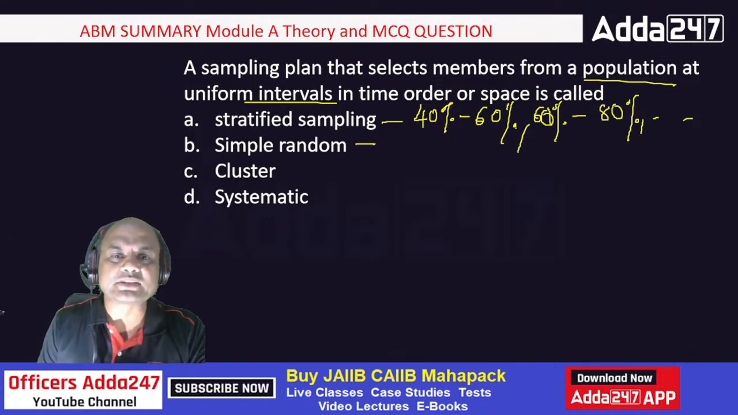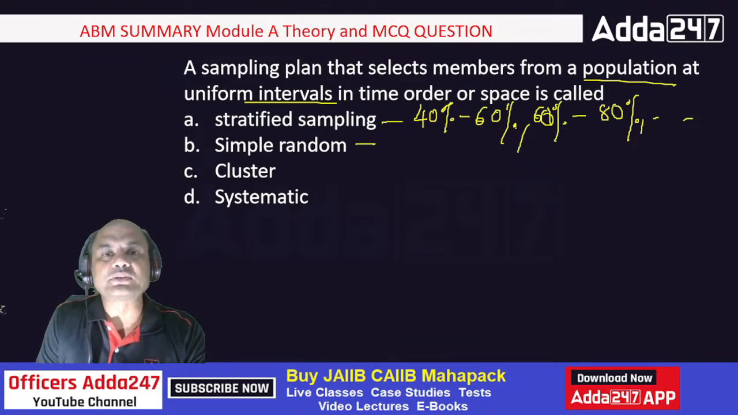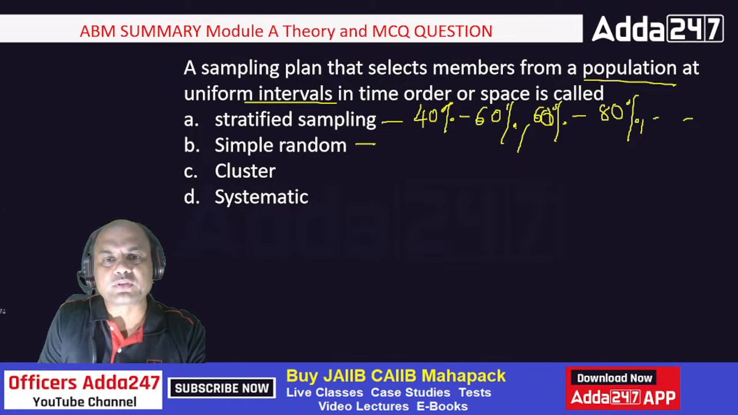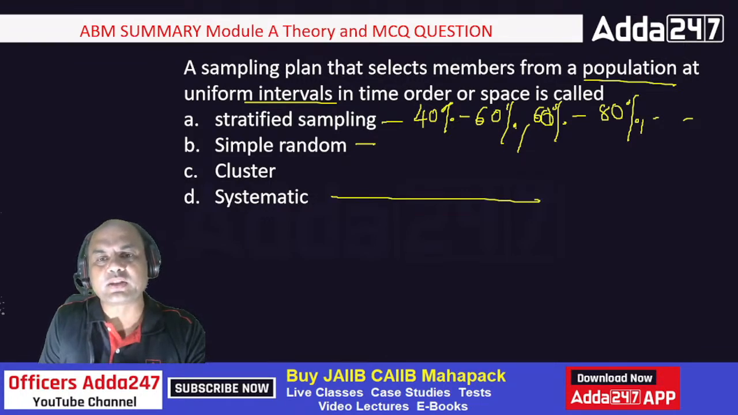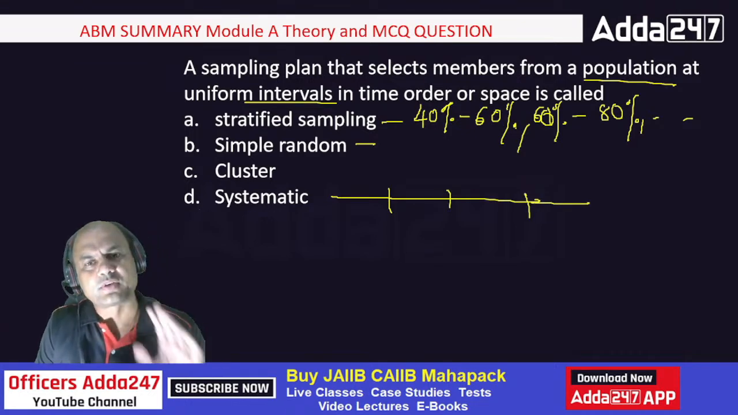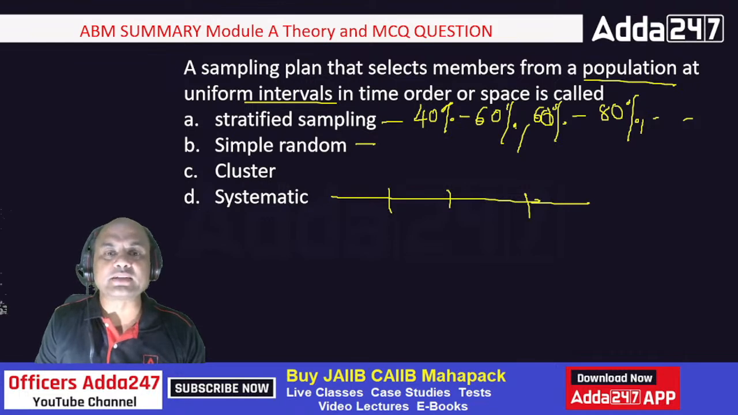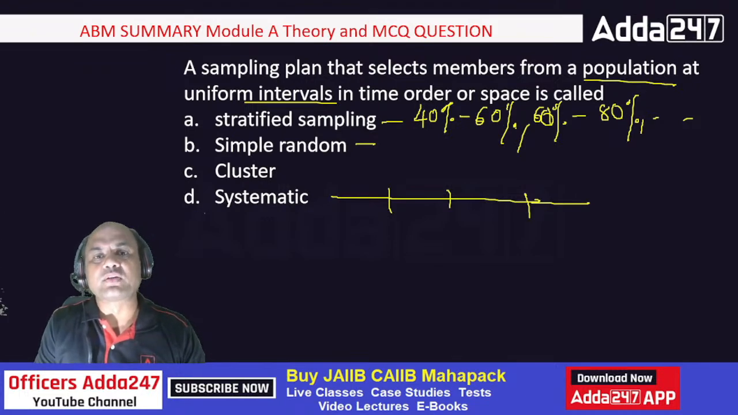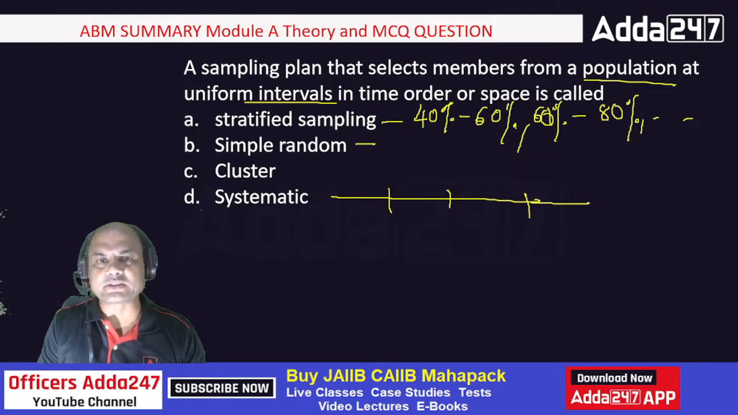And last one is the systematic. Systematic means what? I'll tell them, see here, how many students are you? 50. So arrange all these 50 in one line. Every 10th student, just come out. I don't know who that 10th student is. So again, this is known as systematic. So what do you mean by this? A sampling plan that selects members from a population at uniform intervals.